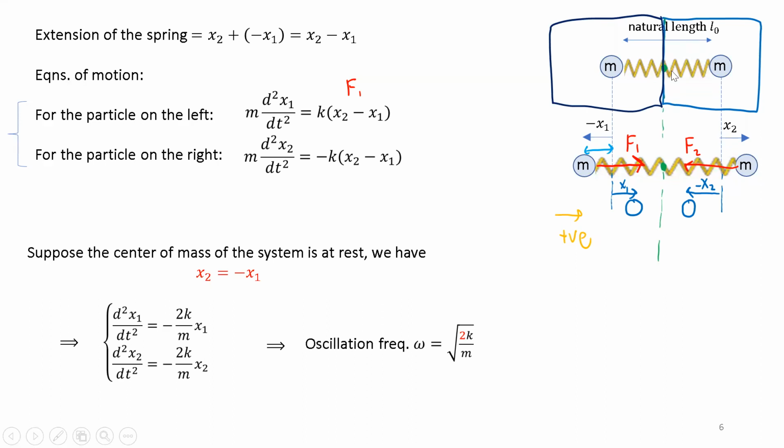So because that length is just half, the k is doubled. That's why this is 2k. If you don't really fully understand this picture, that's fine for now. But at least you understand how we set up the equation of motion. So this part is important.